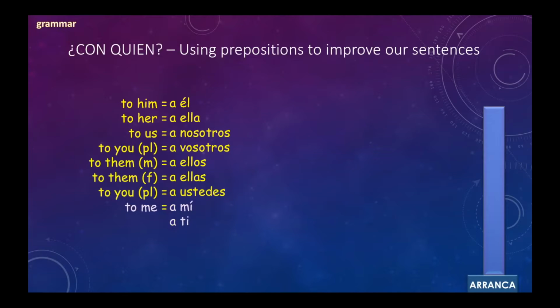So as you can see, we have a change in the case of to me or to you singular, a mí, a ti. See that we are not using the personal pronoun. We are using actually an object pronoun, me or ti. And it's the same in para.